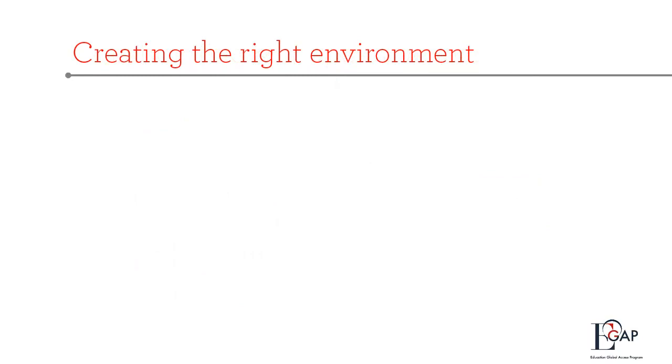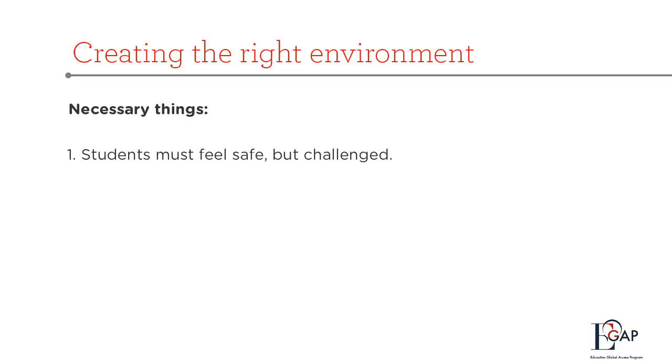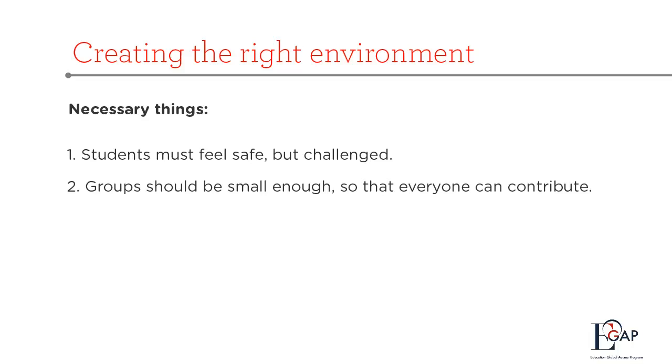In order to create an environment in which cooperative learning can take place, 3 things are necessary. First, students need to feel safe, but also challenged. Second, groups need to be small enough so that everyone can contribute. Third, the task students work together on must be clearly defined. Students must know what they are trying to accomplish, whether it's creating a diorama or writing a group essay, in order to work together towards that goal.